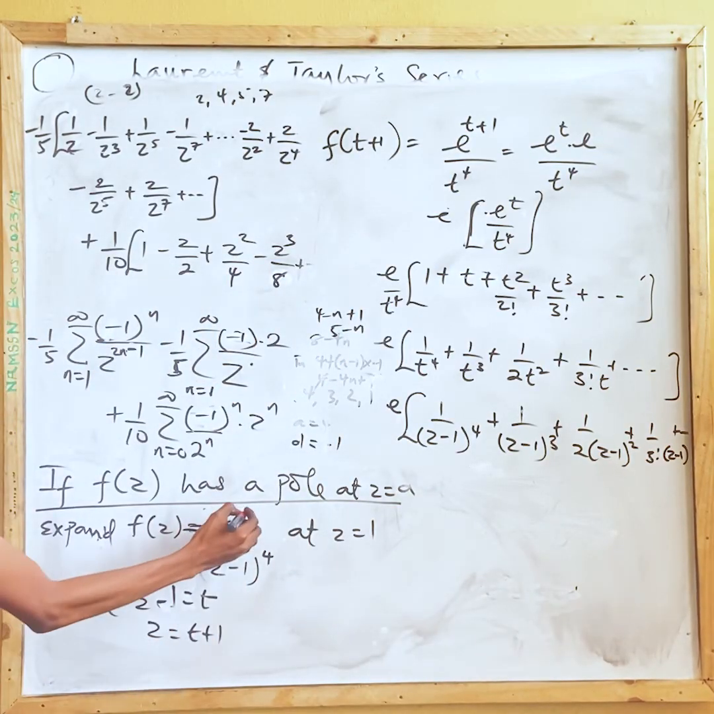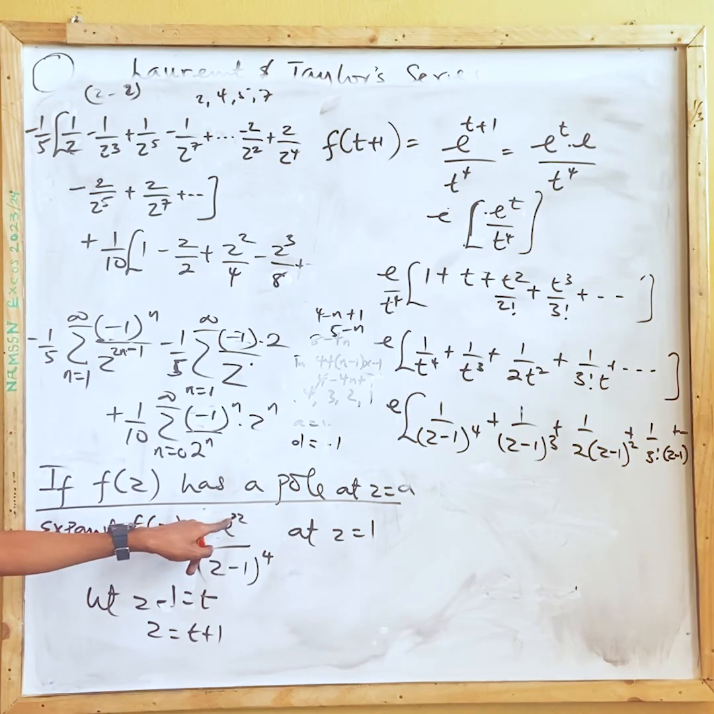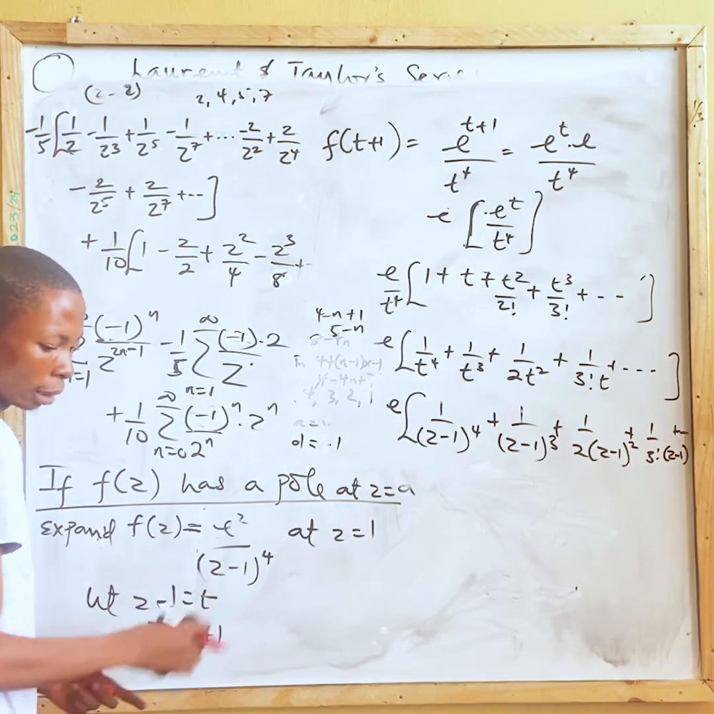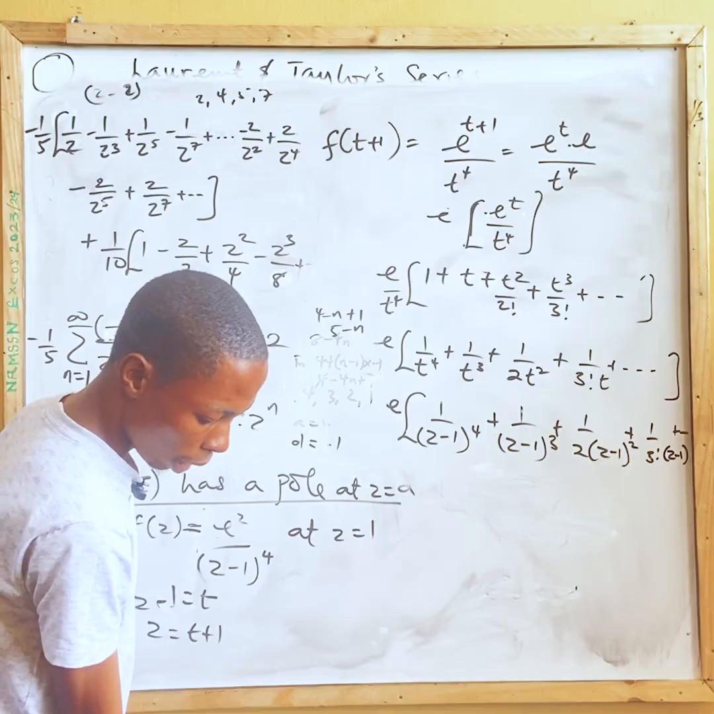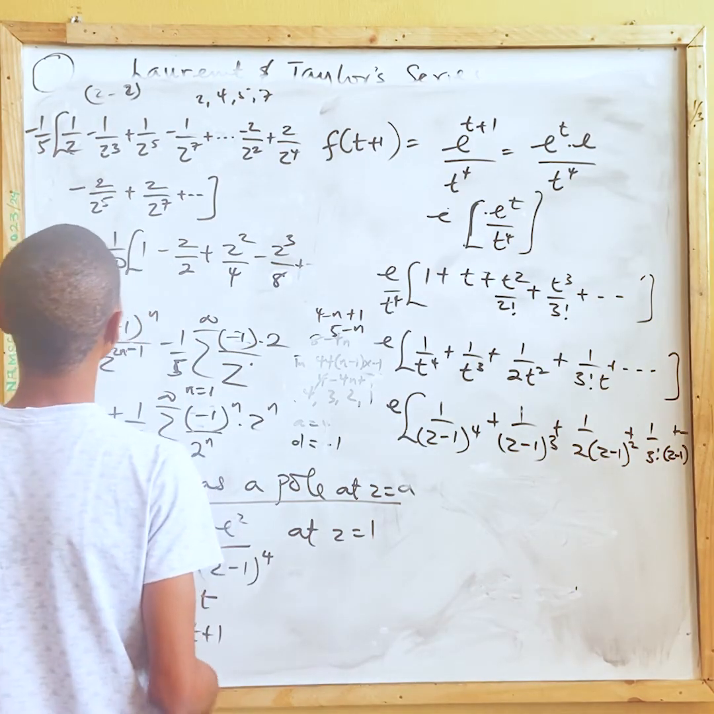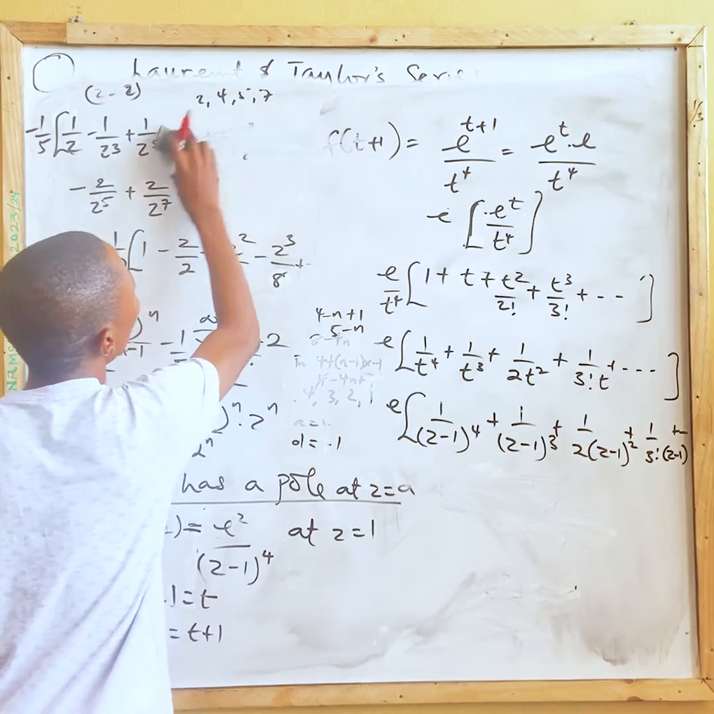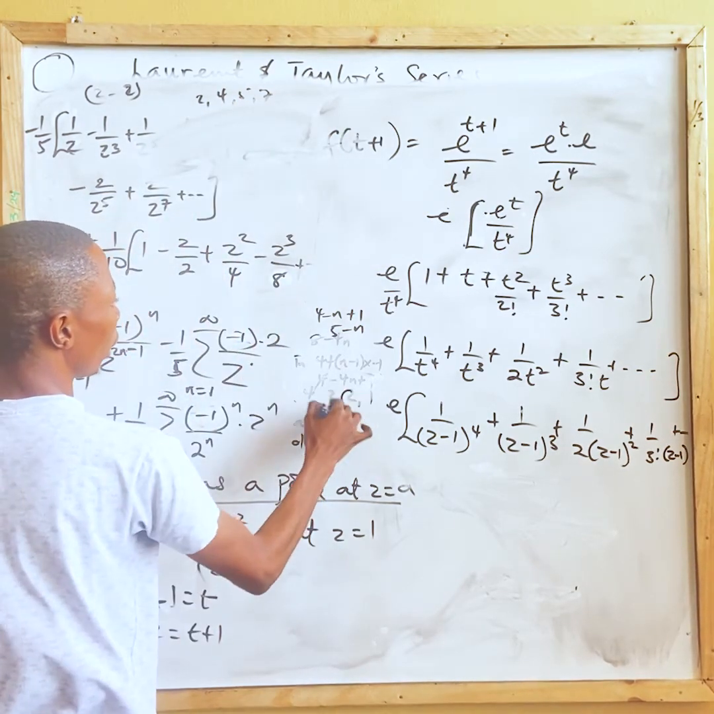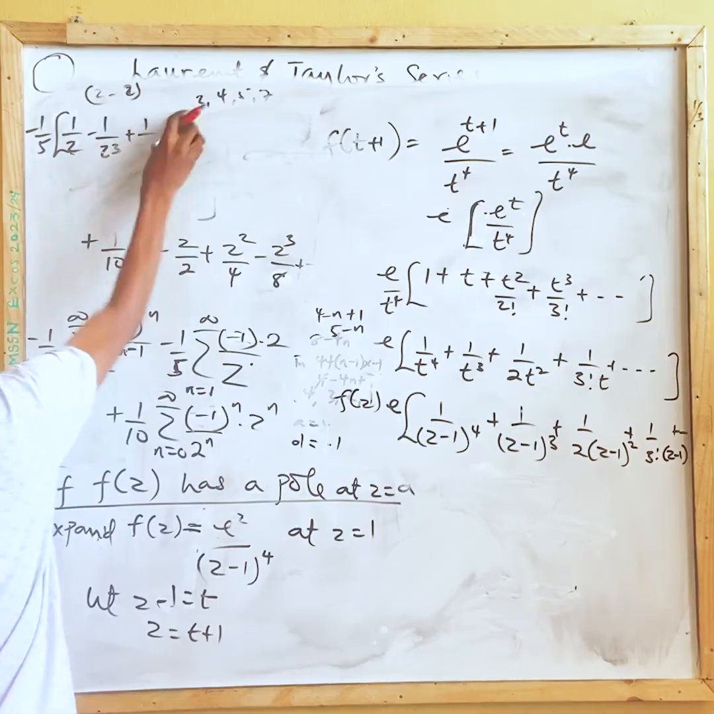So if you see e raised to the power 2z, you should know how to play with it. That would just be e raised to the power z squared. So that is when that function has a pole at z equals a. So the last example on that. This will be our f of z now.